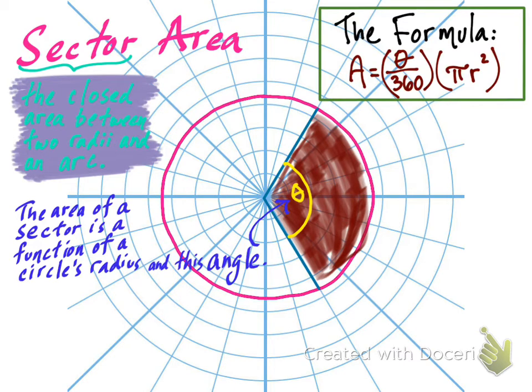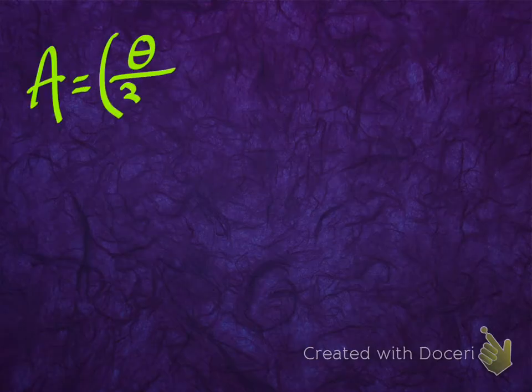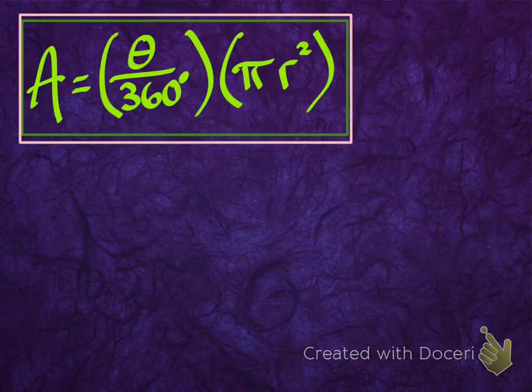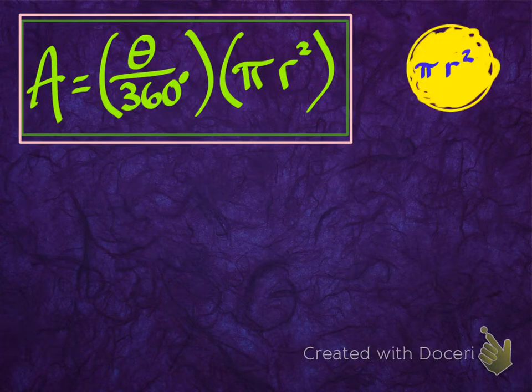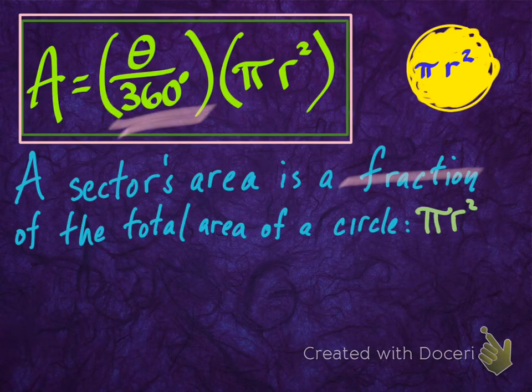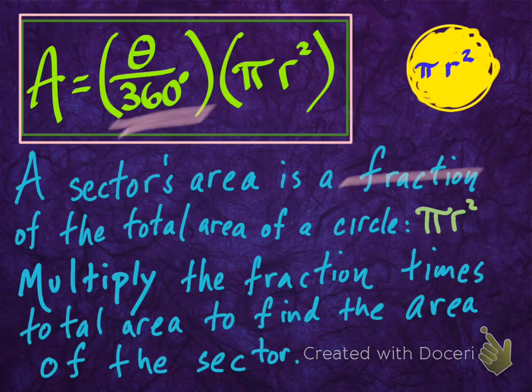So here's the formula right there. Once again, you see theta over 360, but now we're multiplying that times pi r squared. Pi r squared, what is that? Well, I think you know what that is. That's the area of a circle. Let's dig in one more time to the formula here. Yes, pi r squared is the area of a whole circle. So we're going to take that fraction, theta over 360, and multiply it times the area of the whole circle. A sector's area is a fraction of the total area of the circle, which is pi r squared, and all we have to do is multiply that fraction times the total area to find the area of the sector. Pretty straightforward idea.